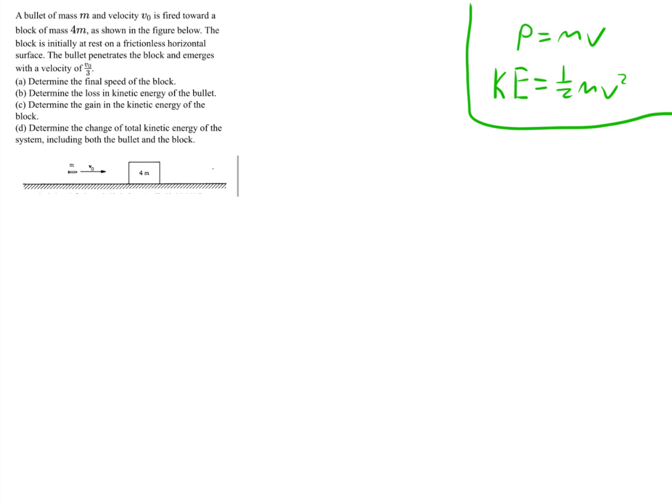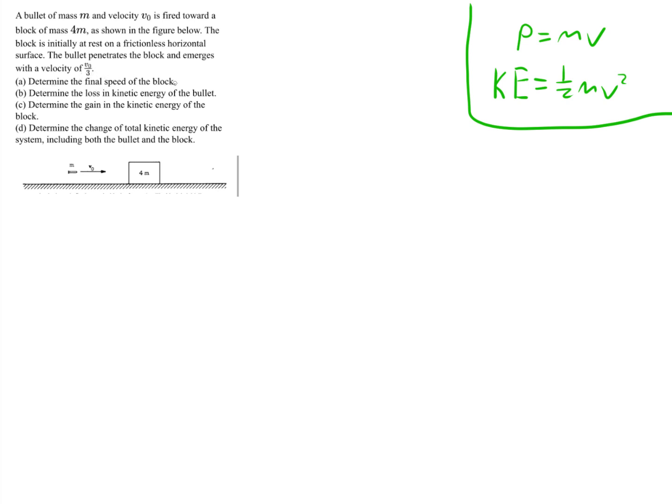A bullet of mass m and velocity v initial is fired toward a block of mass 4m as shown in the figure below, this figure right here. The block is initially at rest on a frictionless horizontal surface. The bullet penetrates the block and emerges with a velocity of the initial velocity divided by 3.